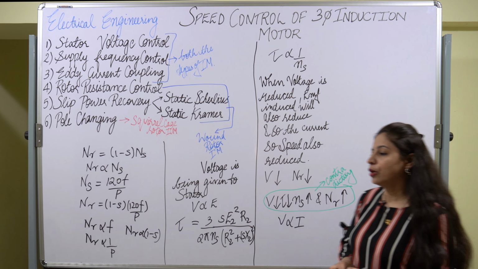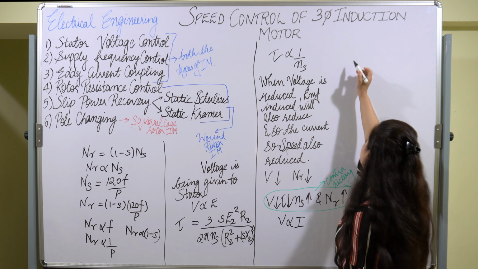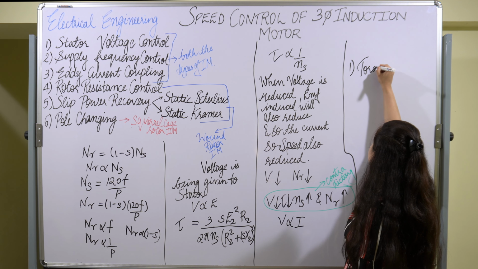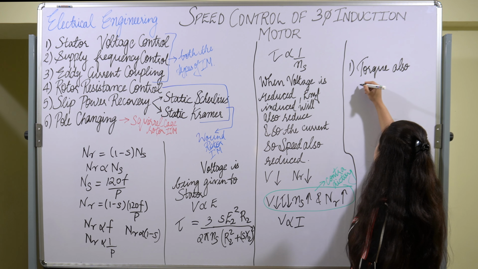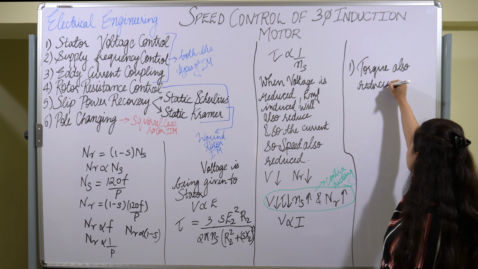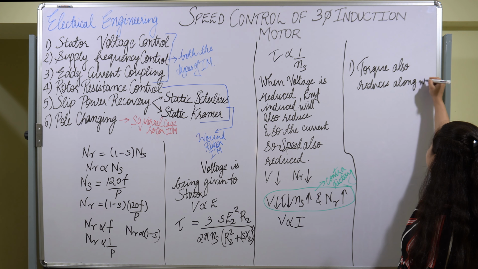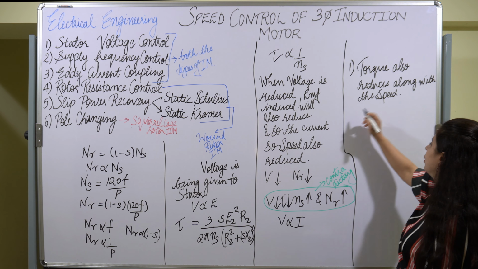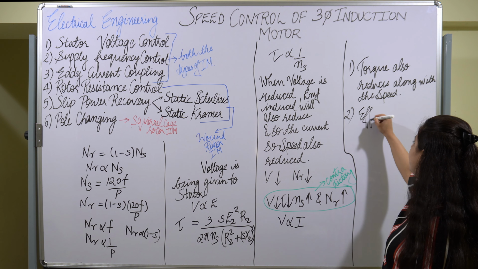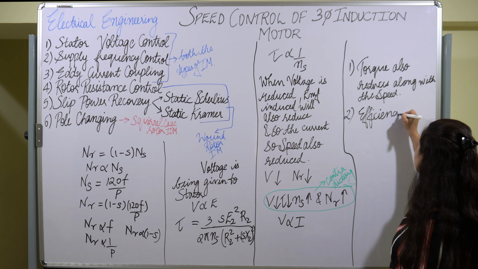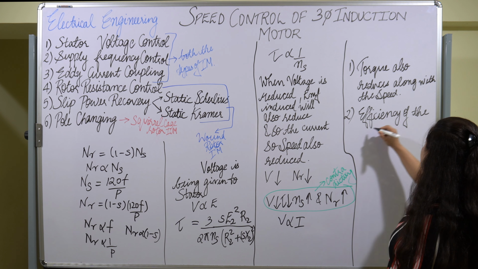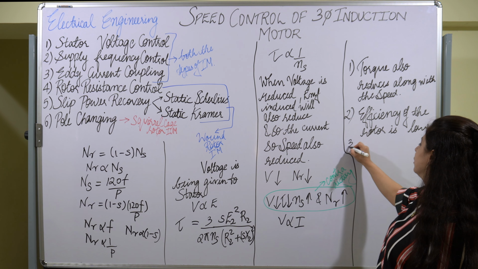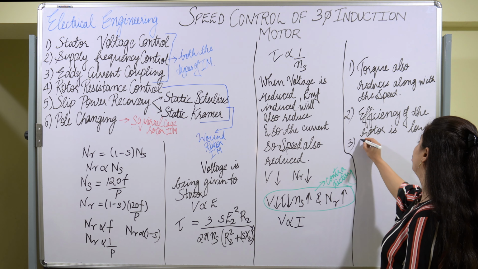Okay, so let us jot down the disadvantages of this method. The first disadvantage of this method is that torque also reduces along with the speed. Okay. The second is that the efficiency of the rotor is very low. Okay. And the third disadvantage is that the rotor gets heated up.